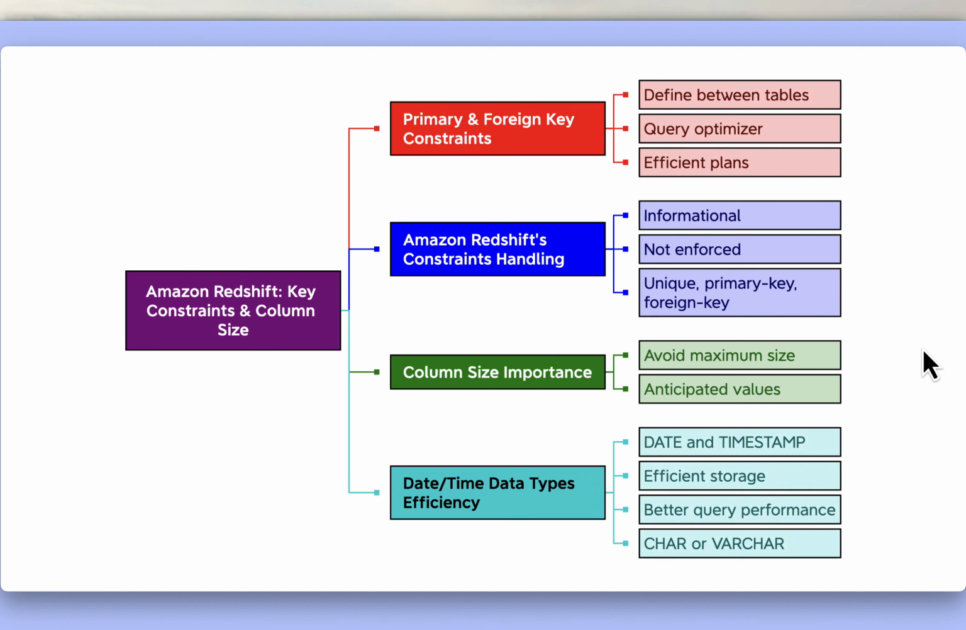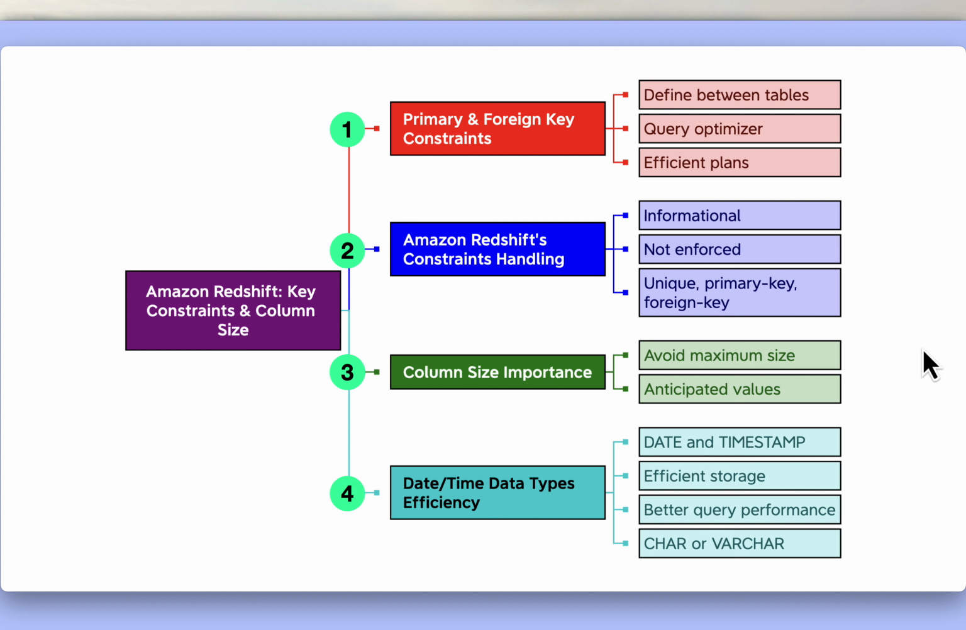Amazon Redshift, key constraints and column size. 1. Primary and foreign key constraints. Define them between tables to help the query optimizer generate efficient plans. 2. Amazon Redshift's constraints handling. These constraints are informational. Amazon Redshift does not enforce unique, primary key, and foreign key constraints. 3. Column size importance. Avoid using the maximum size. Instead, size columns based on the largest anticipated values.